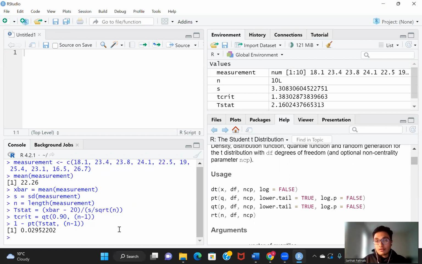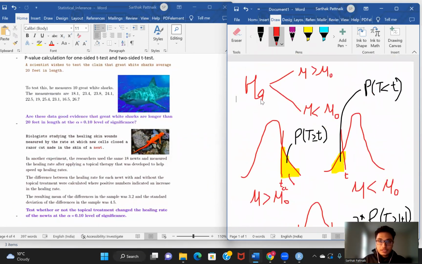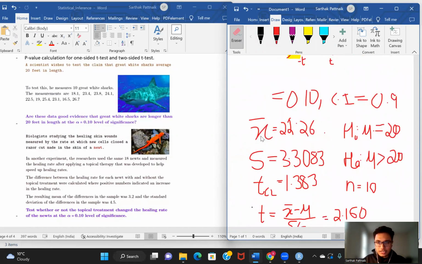And therefore, because my p value is less than alpha, we can again surmise that we have sufficient evidence to reject the null hypothesis. Right? So this is a sample question for one-sided t-test. Now let us move on and discuss another sample question on two-sided t-test. I'll keep this and I'll remove these calculations since this is for one-sided.